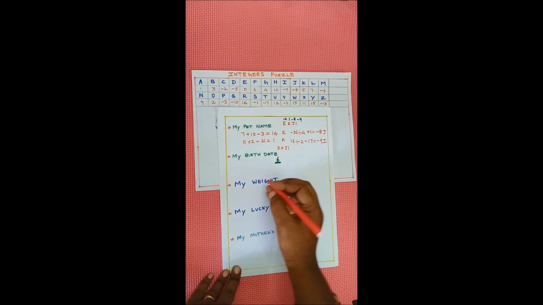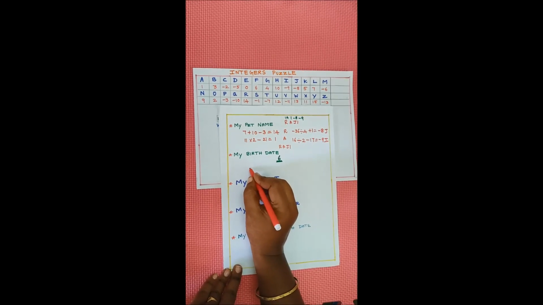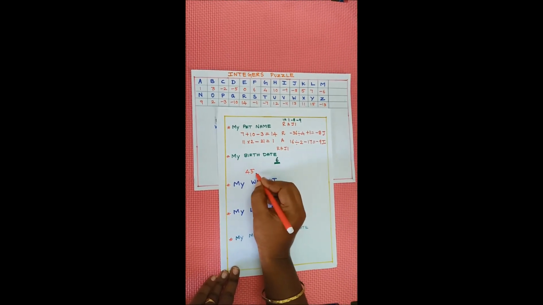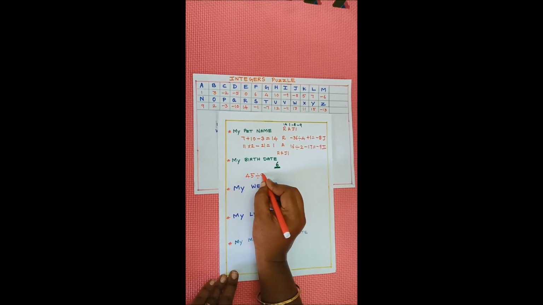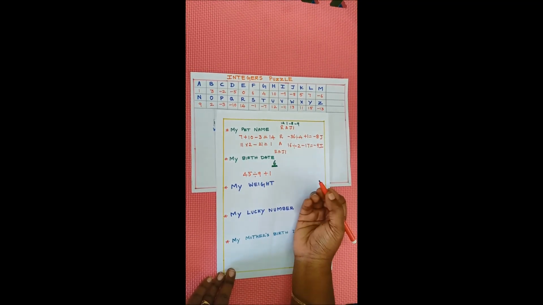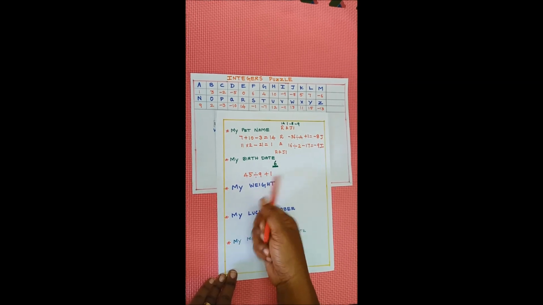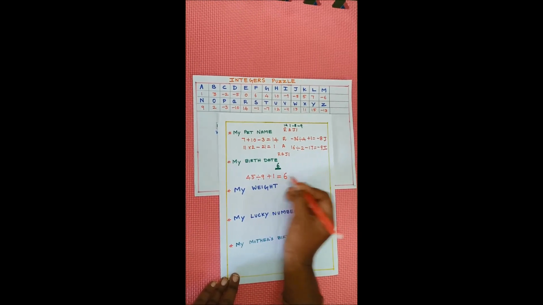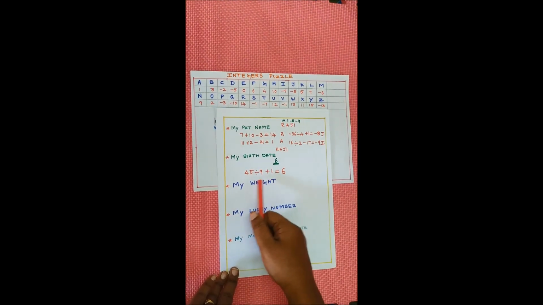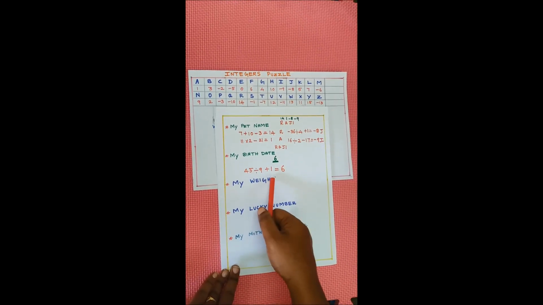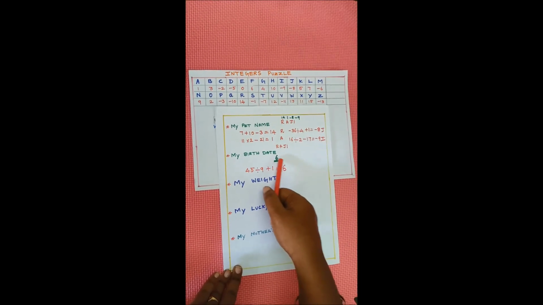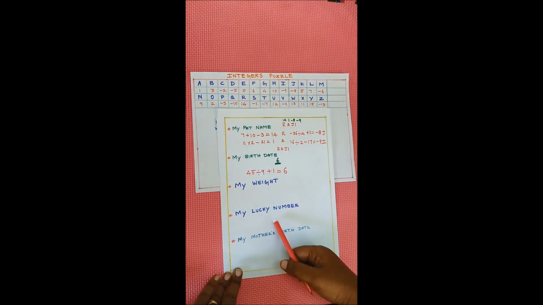So I am going to express my birth date as 45 divided by 9 plus 1. Check it. 45 divided by 9, the answer is 5. 5 plus 1, the answer is 6. Here I used 2 operations and I did not use 0 also. So I expressed my birth date in the form of integers.